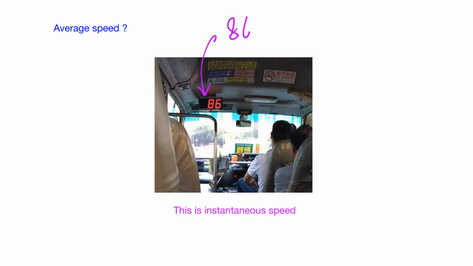In our daily life, we will see this kind of meter in a van. It shows 86, and the unit this time is kilometers per hour. So 86 kilometers per hour, is this an average speed? Actually, you'll find that the number on the meter keeps changing from time to time, every second. So this one is not an average speed. This one is an instantaneous speed. That means the speed at that particular moment.